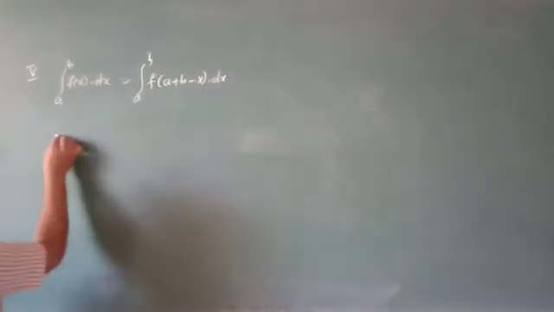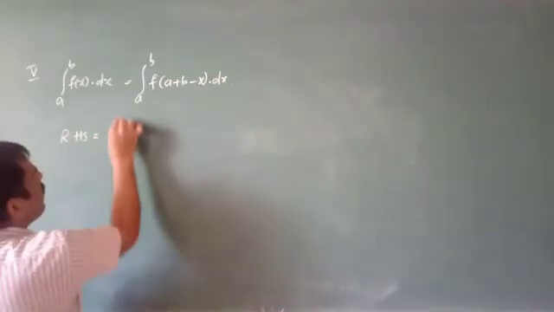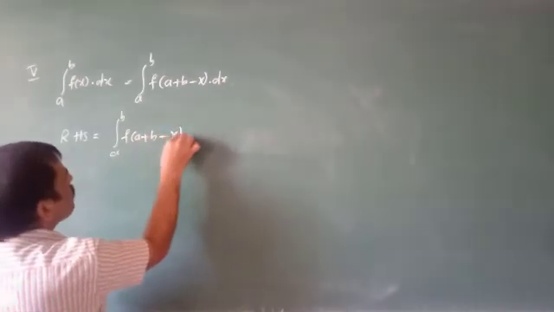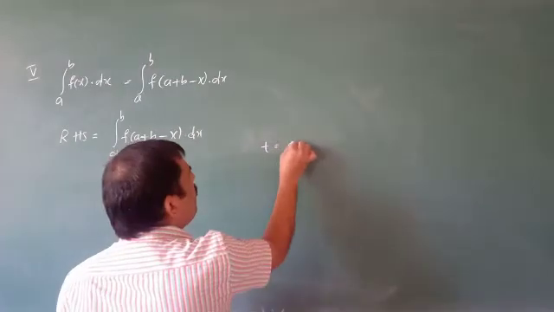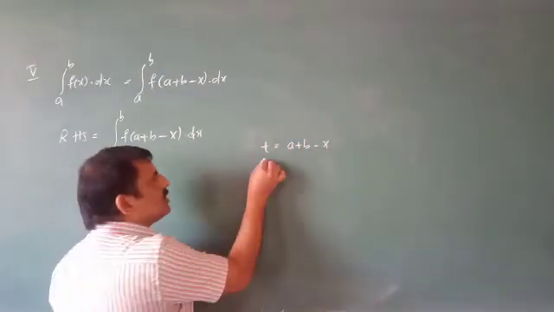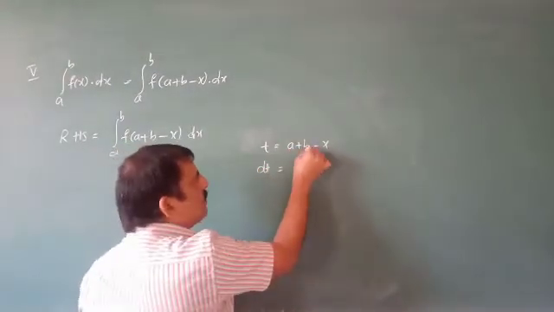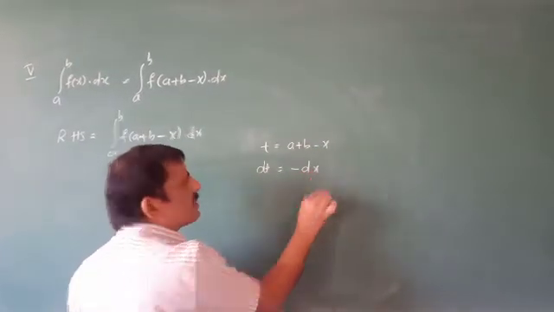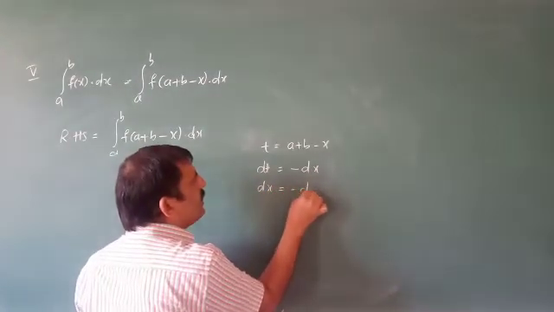So RHS is equal to the integral of a to b of f of a plus b minus x with respect to x. Put t is equal to a plus b minus x. Differentiate with respect to x: dt is equal to, a is a constant, b is also a constant, so minus x with respect to x is dx. So dx is equal to minus dt.